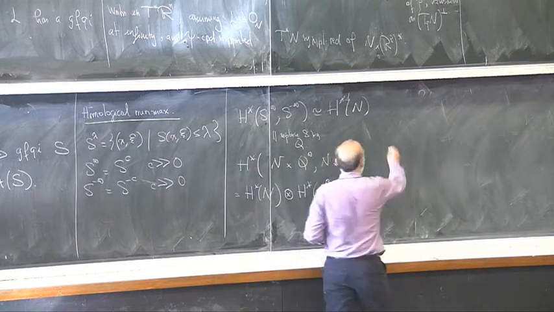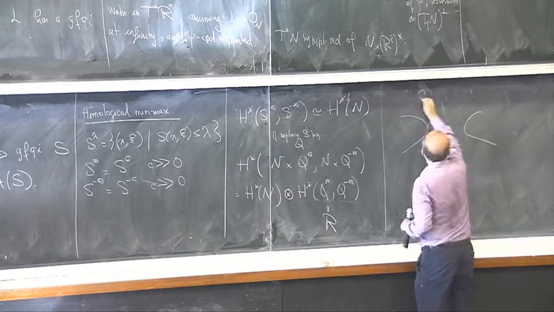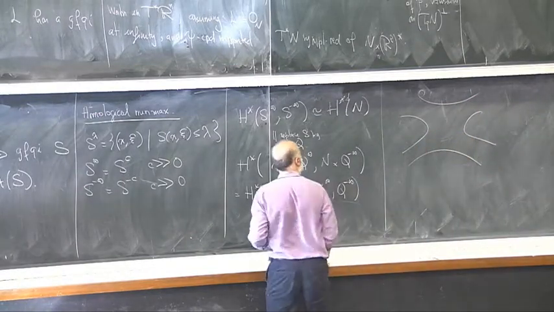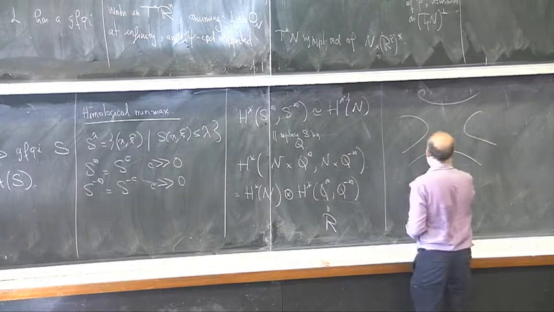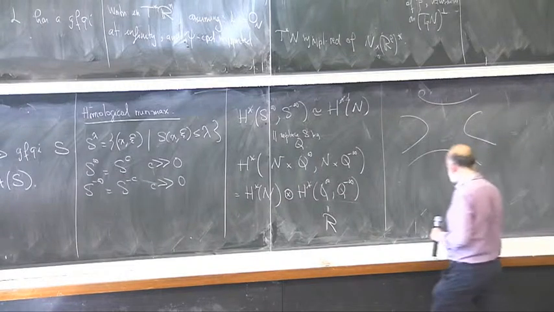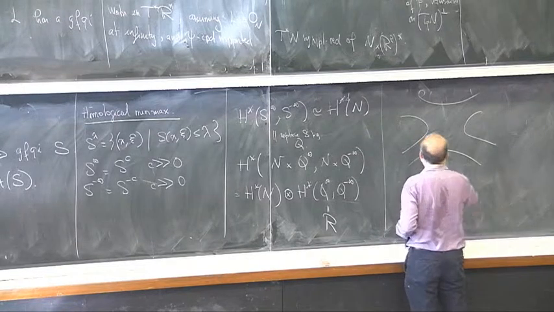If you have a quadratic form, let's see if I have colored chalk here. So the set Q^infinity is going to be the blue set, let's say.